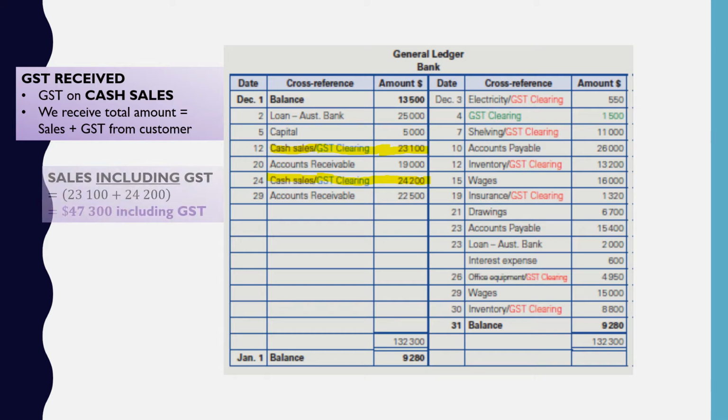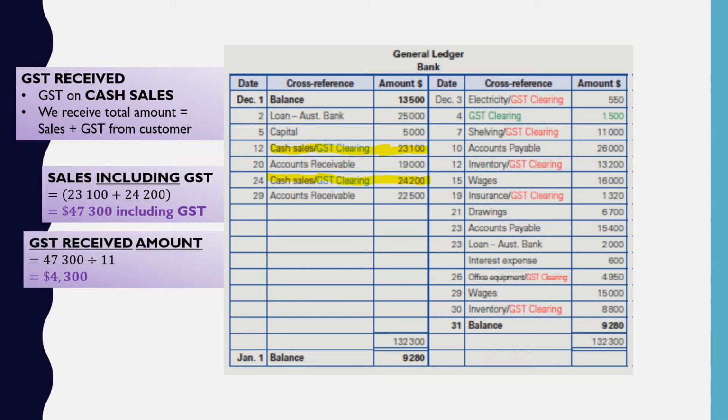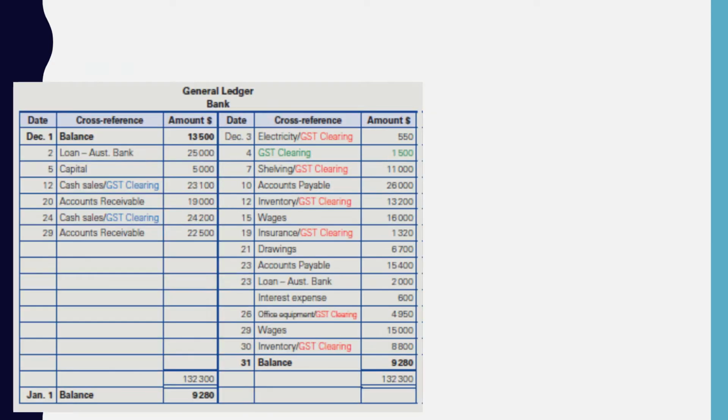Once we understand that, we now can calculate the total sales amount including GST, and this works out to be $47,300. Then, we calculate the GST amount by taking $47,300 divided by 11, and this gives us a GST amount of $4,300. Then, this allows us to calculate the sales amount excluding GST, and it works out to be $43,000.